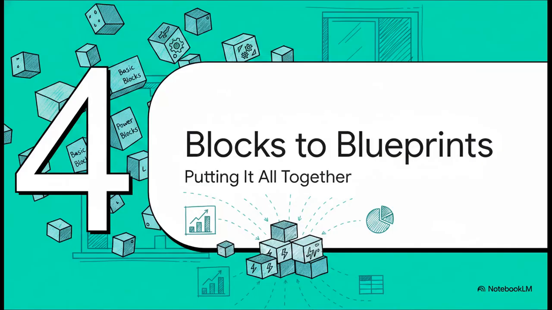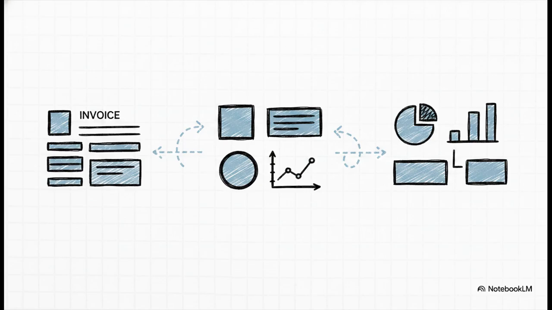So we've seen the basic blocks and the power blocks. We have all our individual pieces laid out. The final step now is to see how all these pieces come together to create a blueprint for pretty much any report you can possibly imagine. And this right here is the heart of it all. It really doesn't matter if you're building a simple, one-page invoice or some kind of crazy, complex dashboard with a dozen charts. The process underneath it all is exactly the same. It's all just about picking the right blocks and arranging them on your canvas.